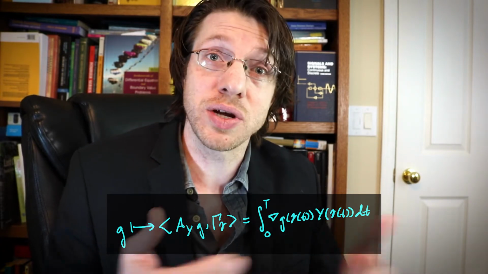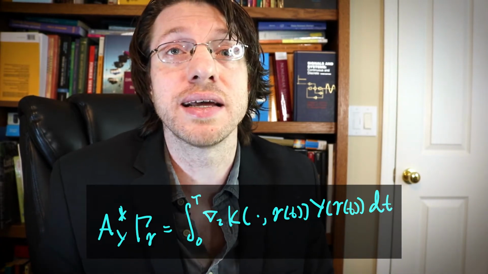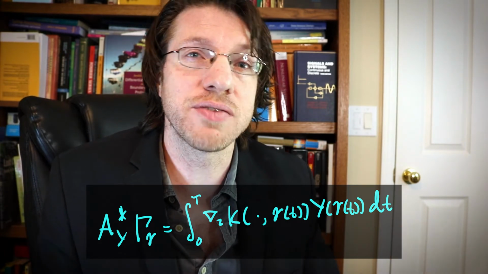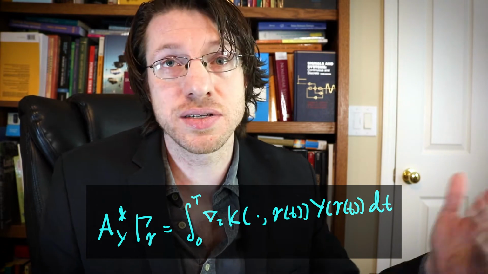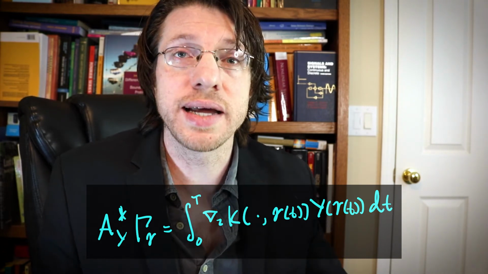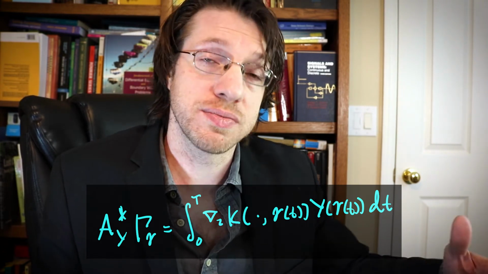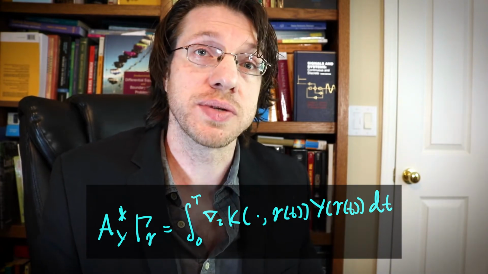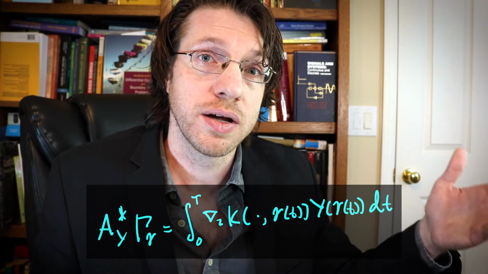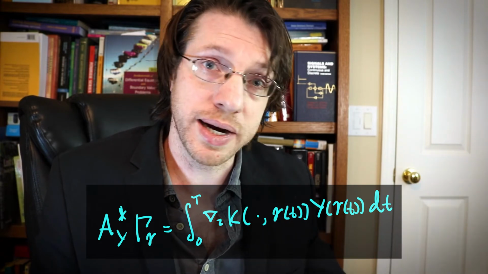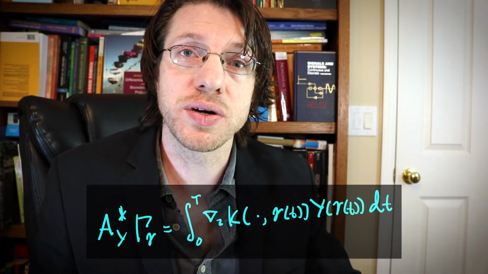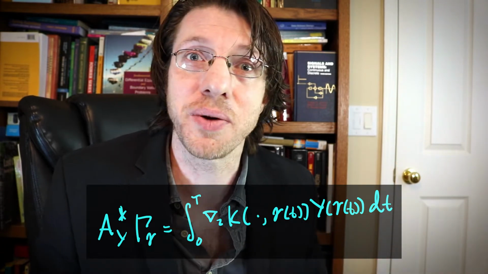And it is going to be this right here, where you end up taking the gradient of the kernel function with respect to the second variable rather than the first, and then you multiply by this y of gamma of t, and then you integrate from 0 to T dt. And so then that tells you that this is going to be what the mapping is of our Liouville operator corresponding to some basis function y acting on our occupation kernel, and there you go.